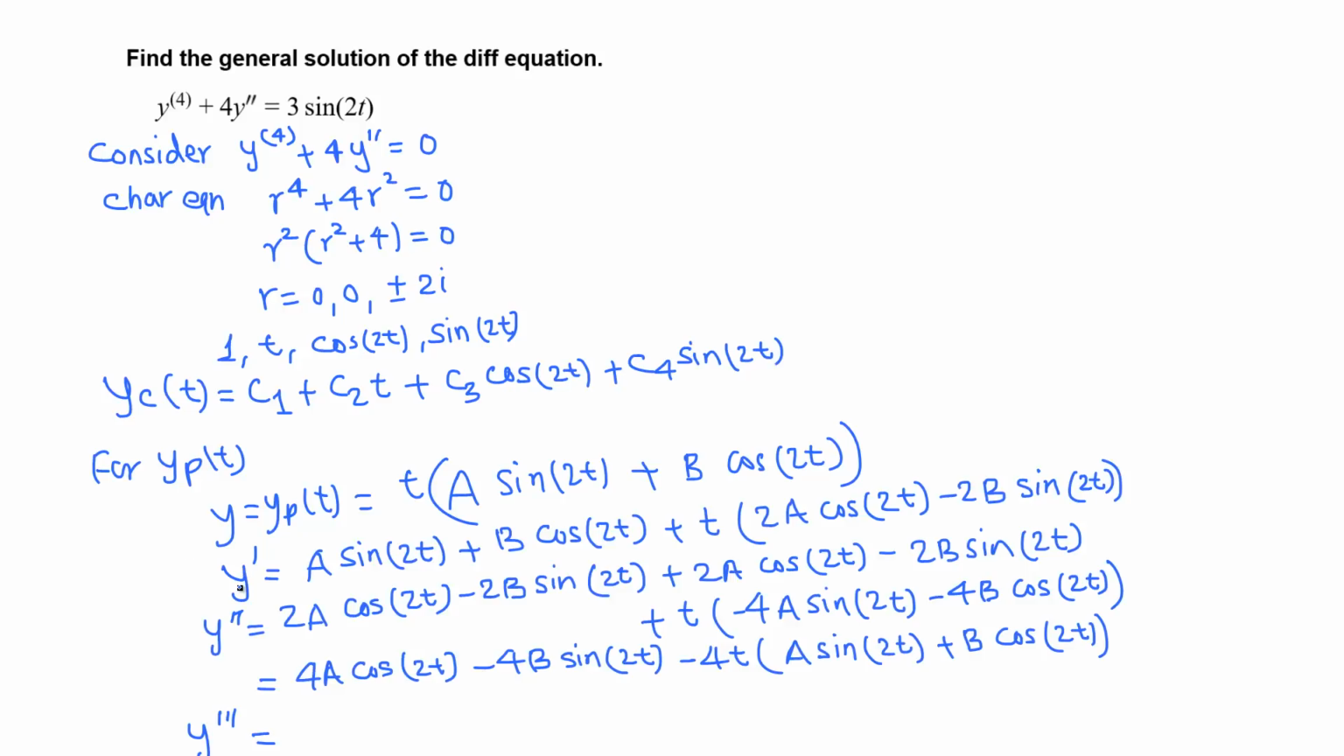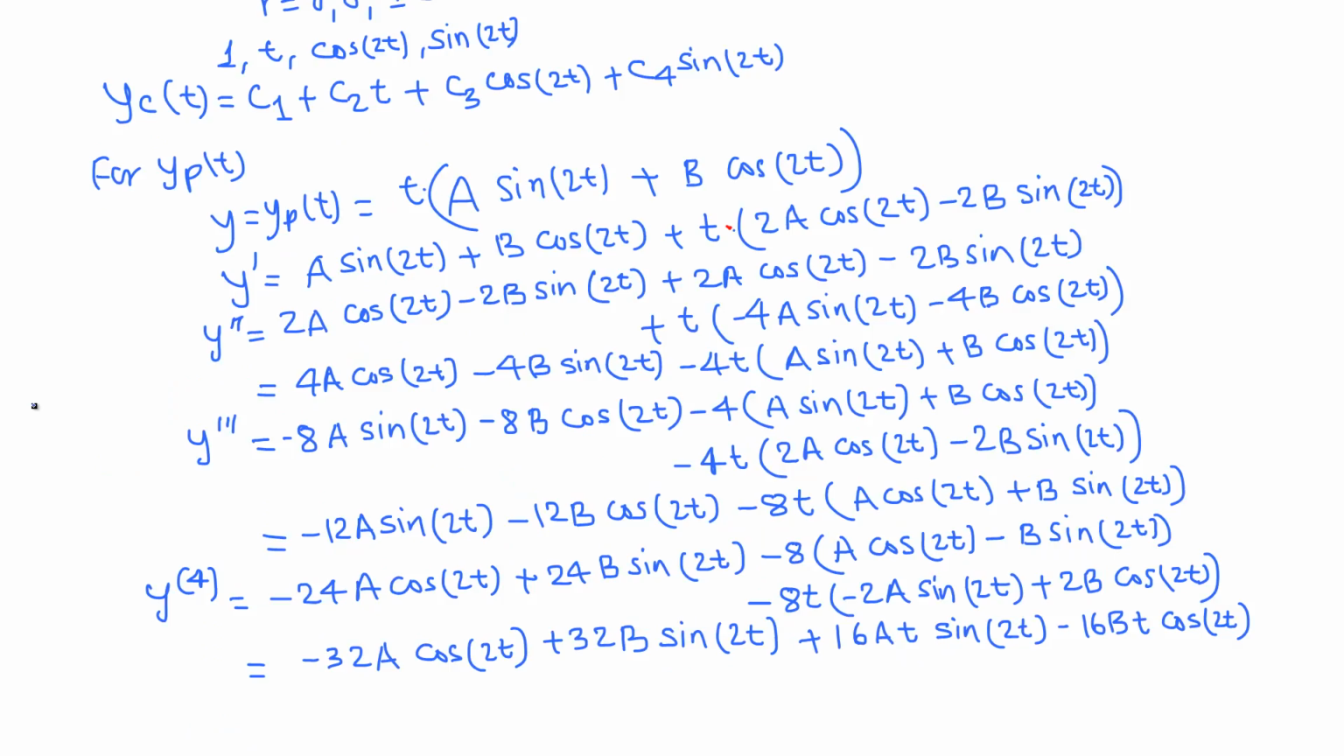So y prime: we have a product of 2 functions, so using the product rule, we find this. Finding the second derivative, we have to use the product rule one more time, and we can combine a couple of terms. Once we find the second derivative, 2a cosine 2t, 2a cosine 2t, 4a cosine, so we have this, and we can factor negative 4 outside, negative 4t times a sine plus b cosine. So let me find the third and fourth derivative. Then the third derivative is this, and find the fourth derivative and combine like terms, so you have this.